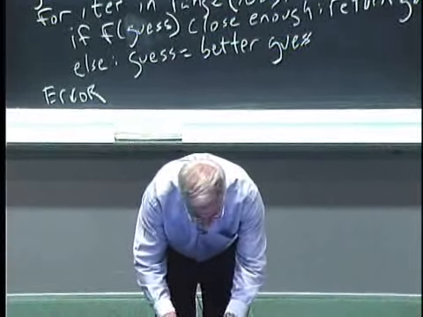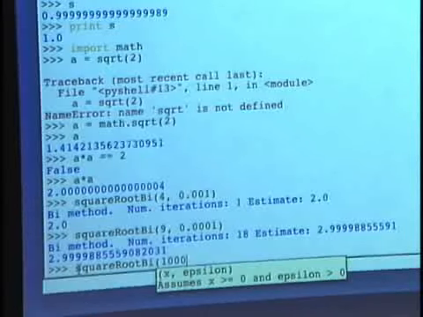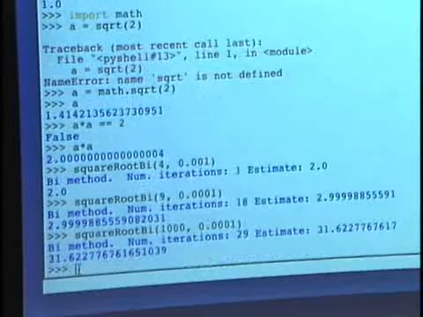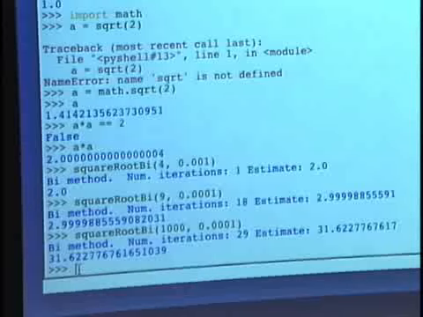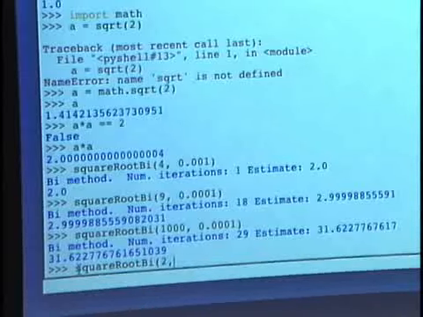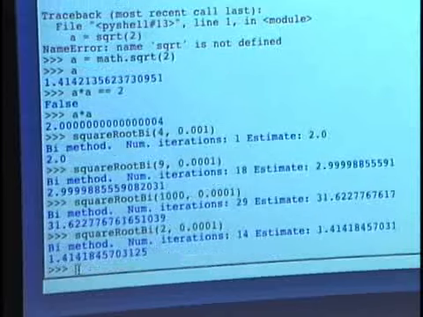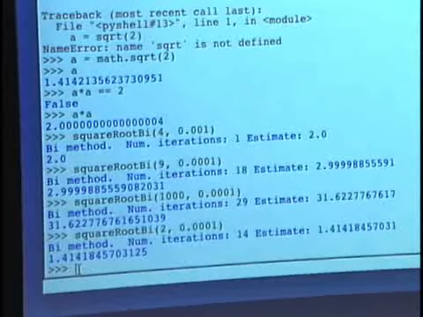Let's look at another example. Try a bigger number here. All right, so I've looked for the square root of 1,000. Here it took 29 iterations. We're kind of creeping up there. Gave me an estimate. Let's look at our infamous example of 2, see what it does here. Worked around.